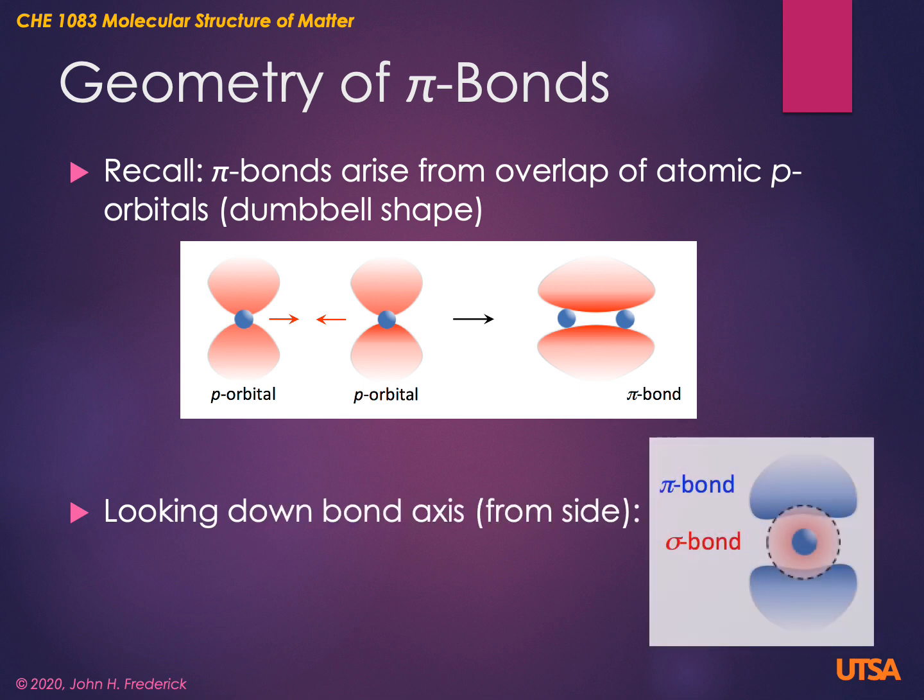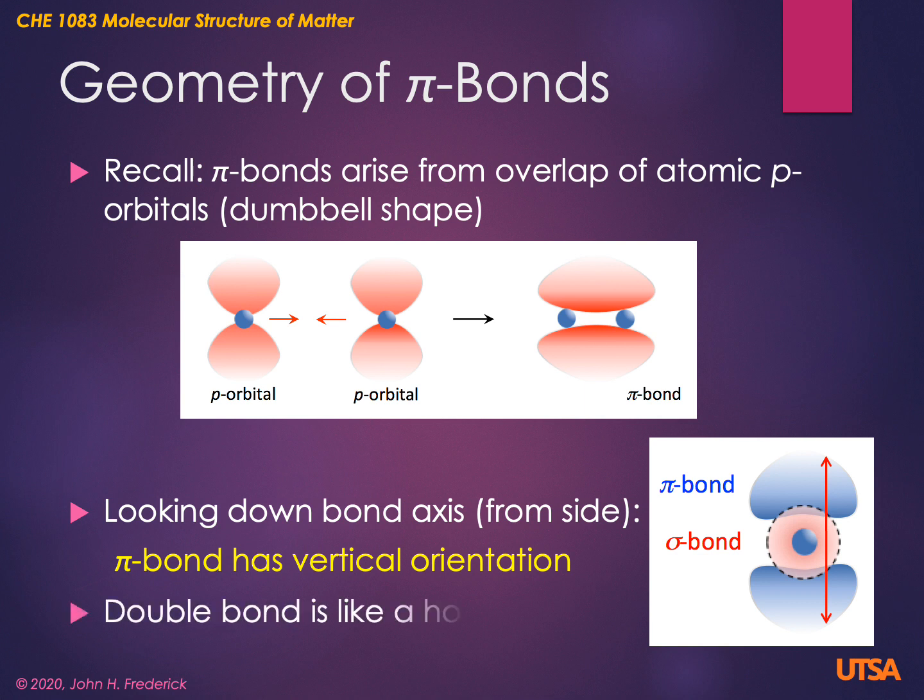So if we look down the axis of this bond from the side, we see the sigma bond in the middle. That is the region that's connecting the two atoms, and the pi bond lies above and below that sigma bond. So we can think of that pi bond as having a vertical orientation, at least as it's drawn here. It's an orientation that's up and down relative to the axis that connects the two atoms. The picture actually looks a little bit like a hot dog, where you can think of the sigma bond as being in the middle and the pi bond being the buns that layer it on either side.